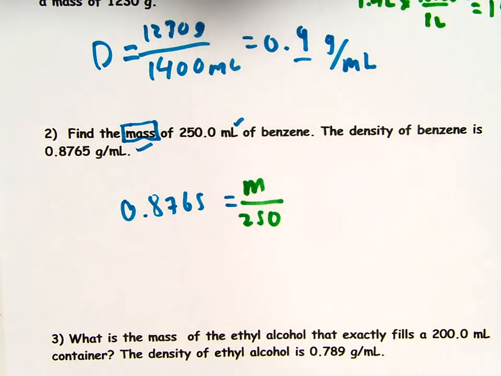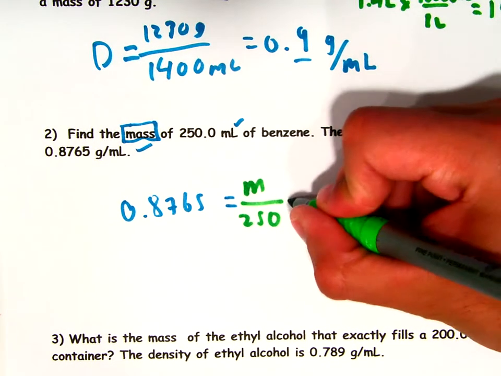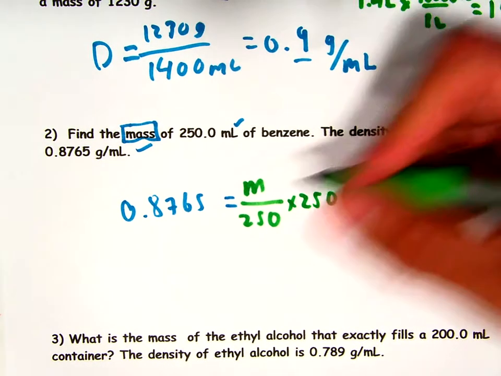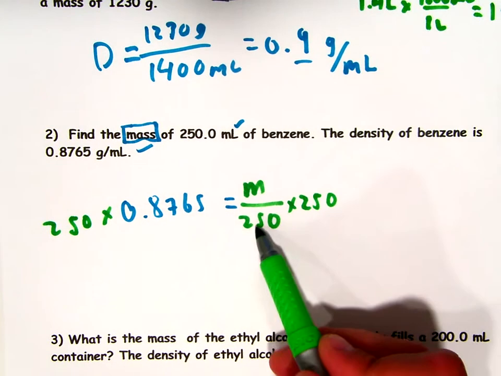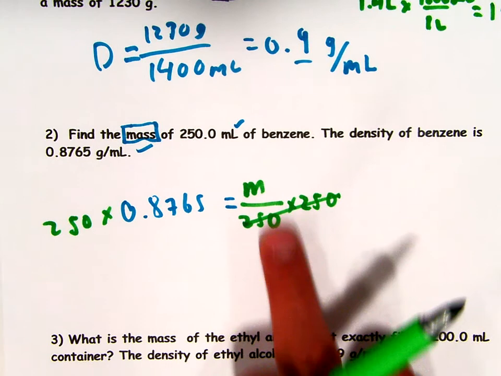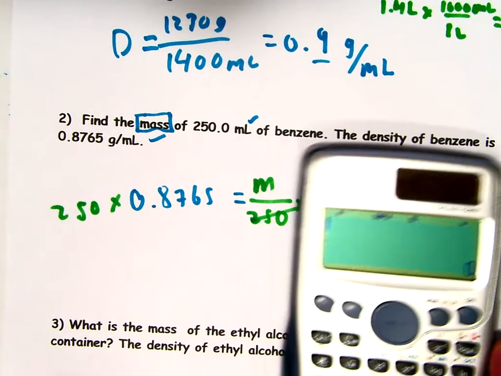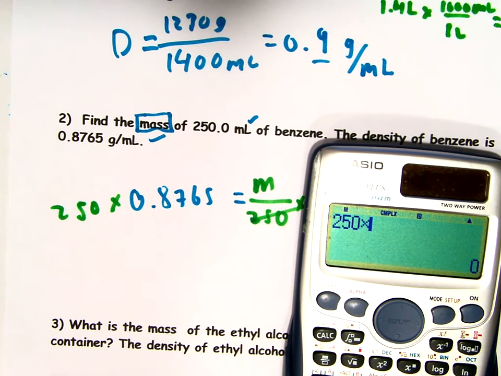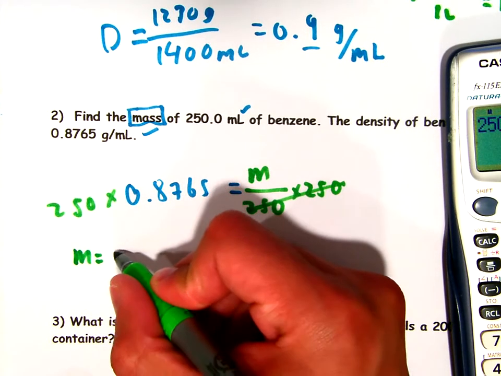Remember, when I'm looking for mass, I need to get this to the other side. So what's the opposite of divided by 250? Multiply by 250. Whatever I do to one side, I have to do to the other side. These cancel because they're across from each other and they're the same. So my mass equals 250 times 0.8765. Rounding to the first decimal, it's going to be 219.1. So my mass equals 219.1.